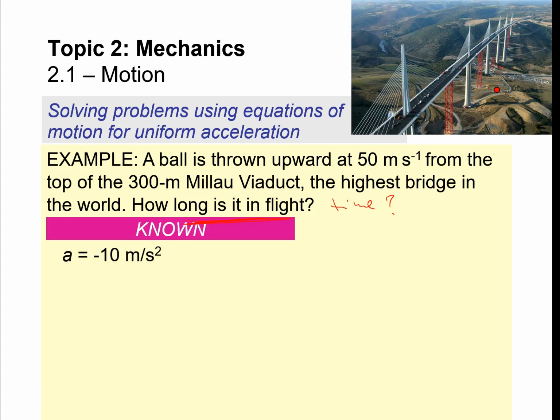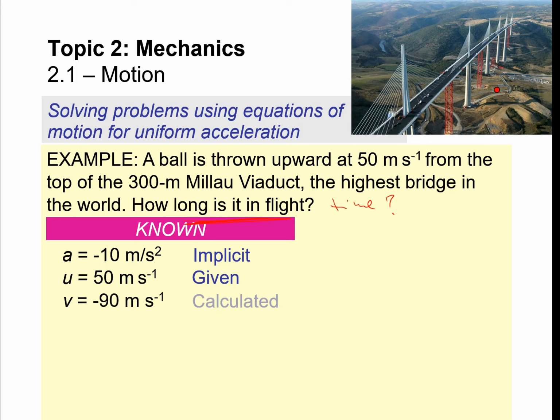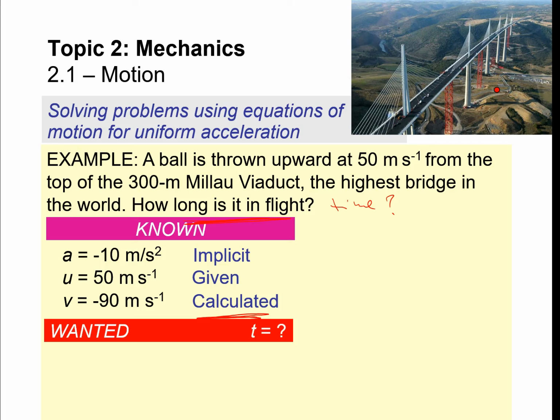And what do we know? Again, acceleration, negative 10 meters per second squared, which is implicit. Initial velocity to be 50 meters per second, that's given. And the final velocity to be negative 90 meters per second, which, notice, we calculated in the previous problem. What do we want to know? Time. That's the information we want.